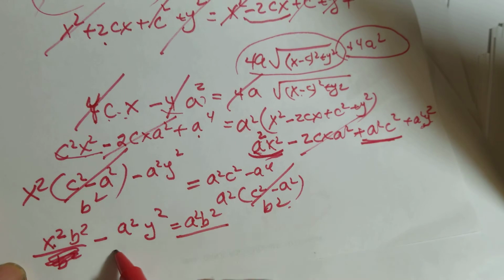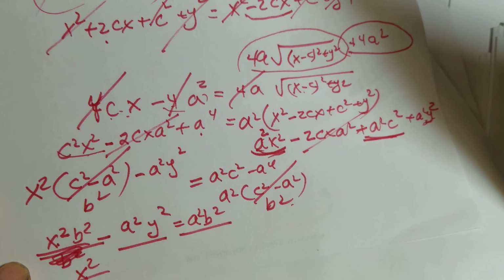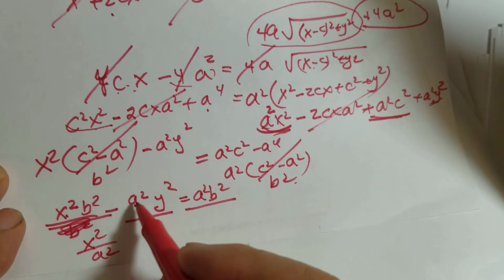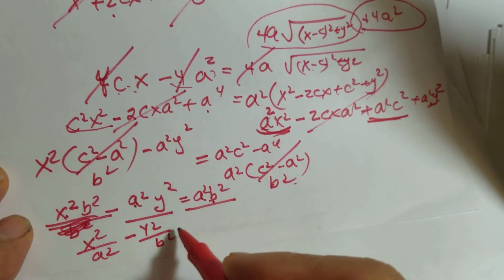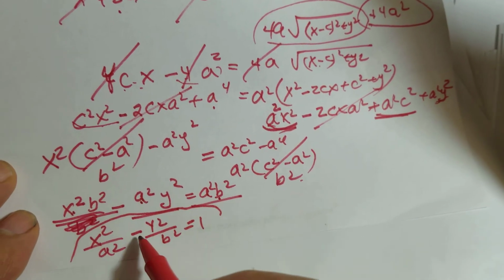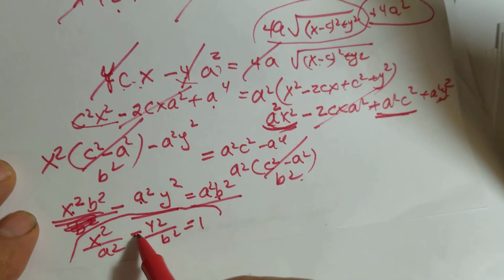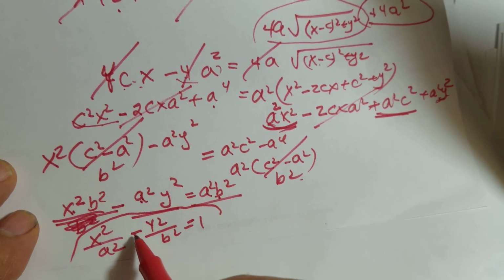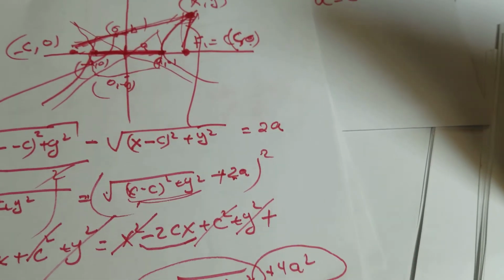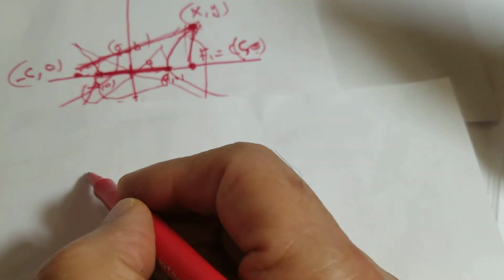If I divide everything by a squared b squared, the b squared and b squared cancel, you have x squared over a squared. And if I divide this one by this, a squared and a squared cancel, and it is y squared over b squared equal to 1. Do you see, the ellipse was a plus and this is a negative? Therefore, here we see the difference of two distances is fixed. Over there we said the sum.